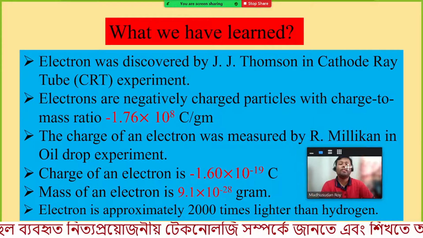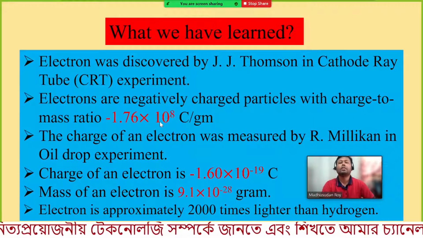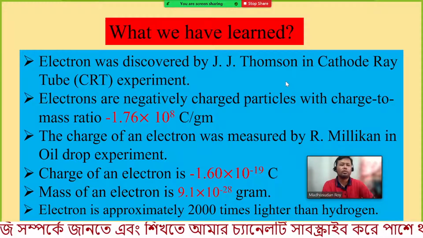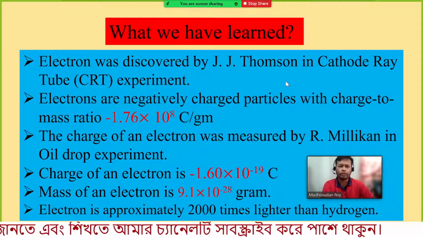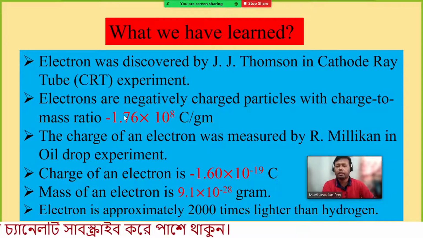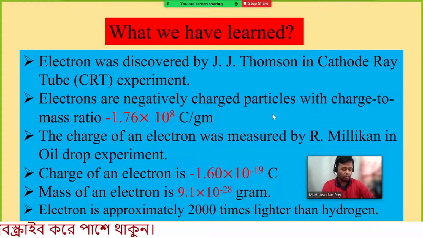Now what you have learned from this, regarding the electron: the electron was discovered by J.J. Thomson in the cathode ray tube. Already we have shown in the previous slides that electrons are negatively charged.